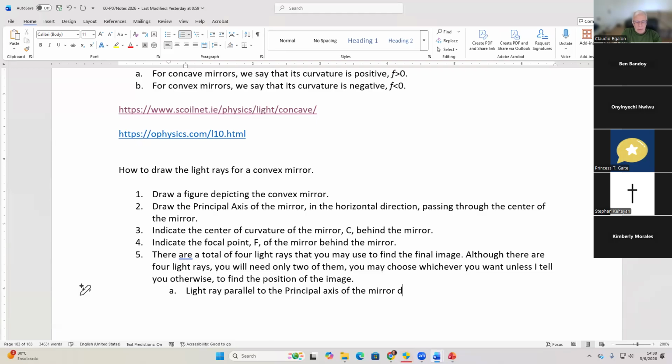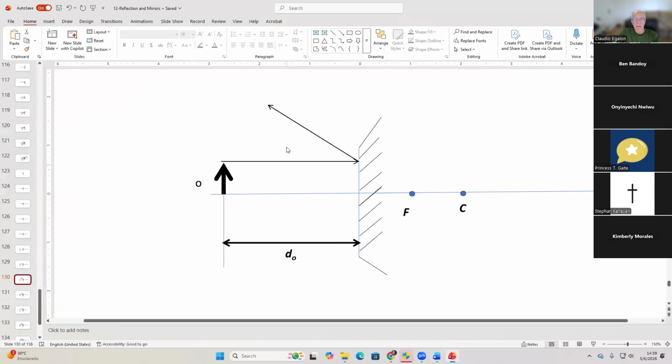It diverges after reflection by the mirror surface, and its tail passes through the focal point behind the mirror. That is exactly this drawing that you see right here.